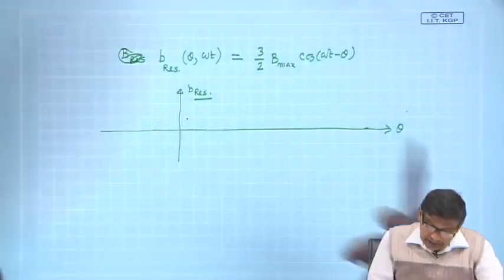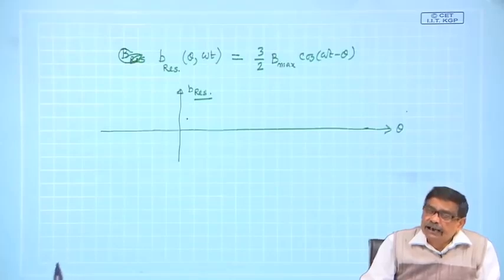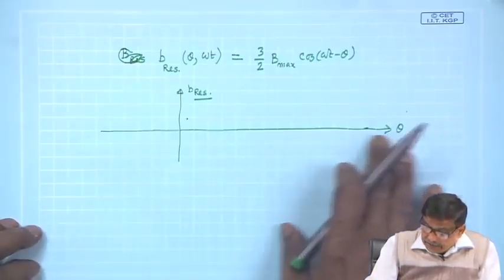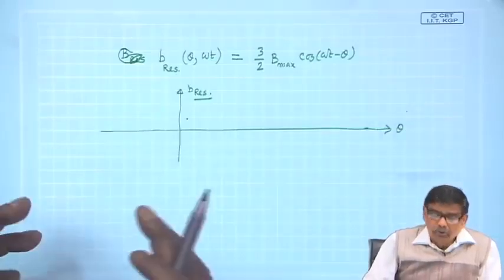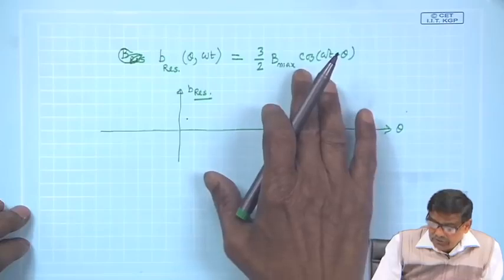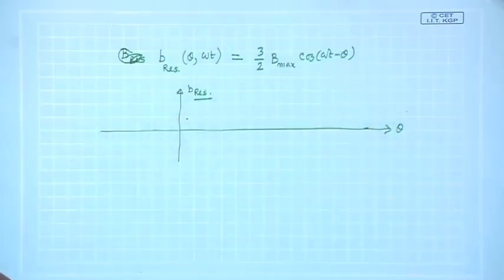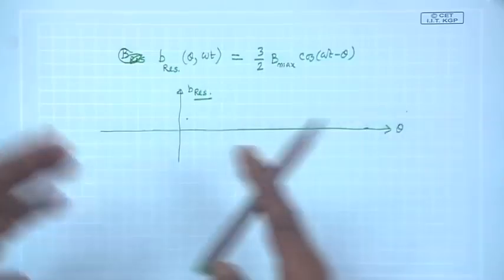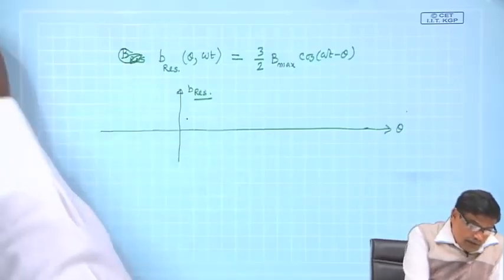So, that is known. Now, there are two variables, theta and omega t. How to sketch it? I want to get it for different theta. Those who know can tell straight away, perhaps, the result I am telling you: it will be a moving field it will become. But anyway, I will go from fundamentals.